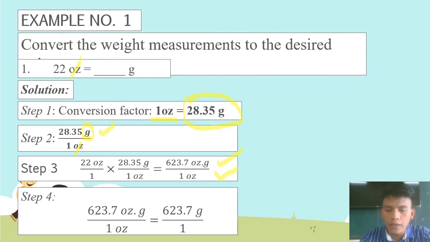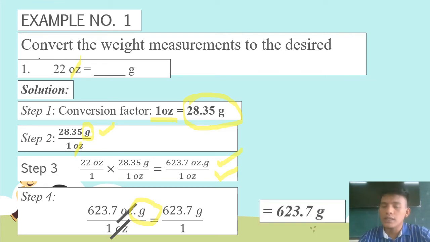Ounce at the numerator as well as the denominator will be cancelled out. And the remaining is gram, which is our desired unit. 623.7 grams over 1 is equal to 623.7 grams, and that will be our final answer. Let's go on to another converting measurements.